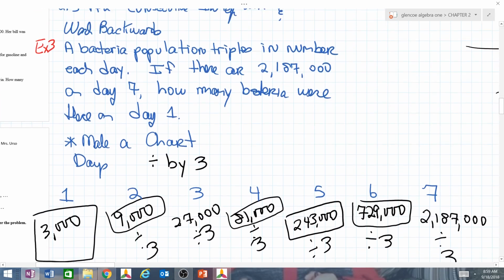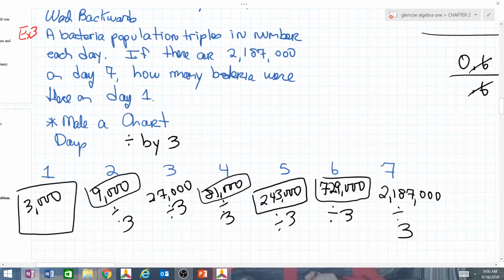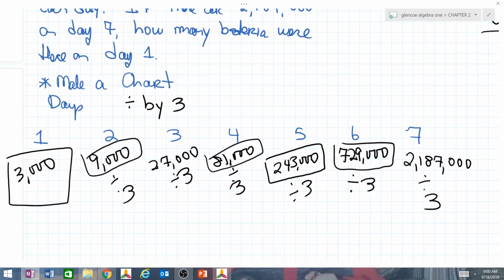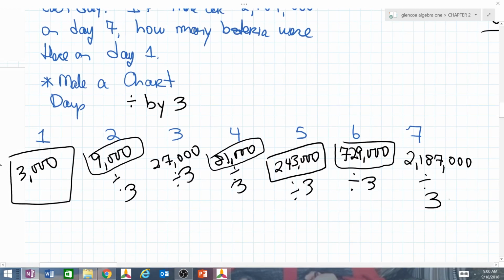One more time. A bacteria population triples in number each day. If there were 2,187,000 bacteria on day 7, how many bacteria were there on day 1? We realized that to go backwards from day 7 to day 1, we took the ending number of 2,187,000 bacteria. We divided it by 3, which gave me day 6, 729,000. Divide that by 3 to get day 5, and kept going until I got to the number of bacteria we started with, which was day 1.